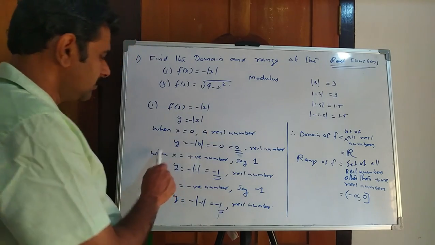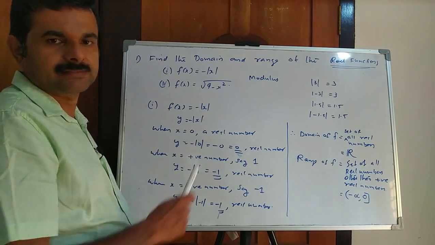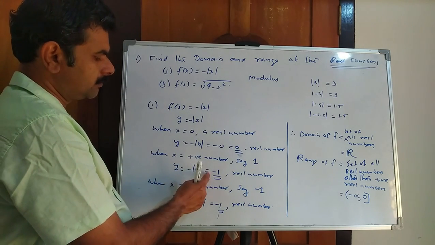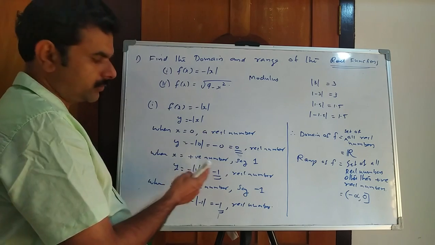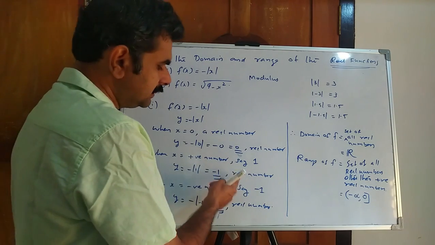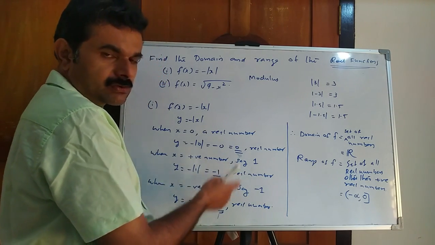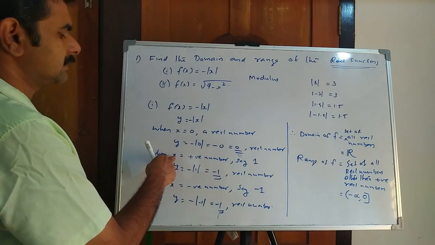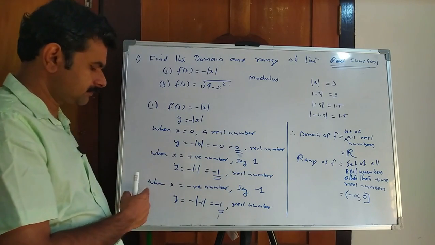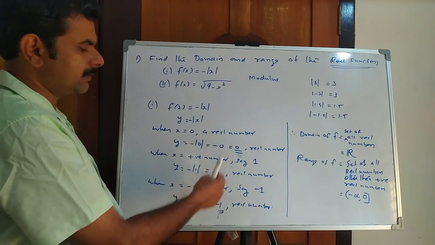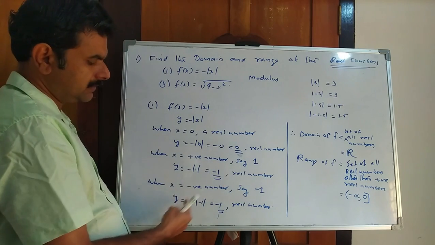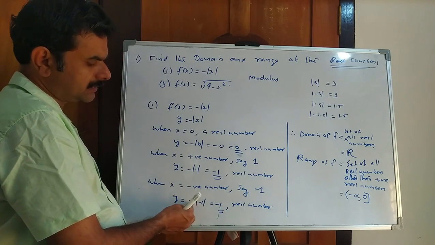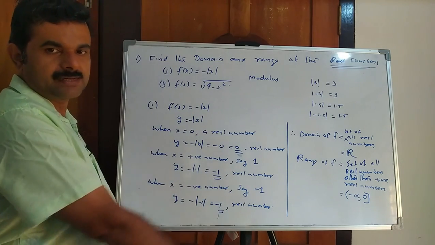When x is equal to a positive number, for example 1, then y is equal to minus of mod 1. Mod 1 is 1. So you get minus 1, which is also a real number, and this minus 1 will go to the range. And when x is a negative number, take minus 1, y is equal to minus mod minus 1. Mod minus 1 is 1, and the minus is outside, so the answer is minus 1, also a real number.